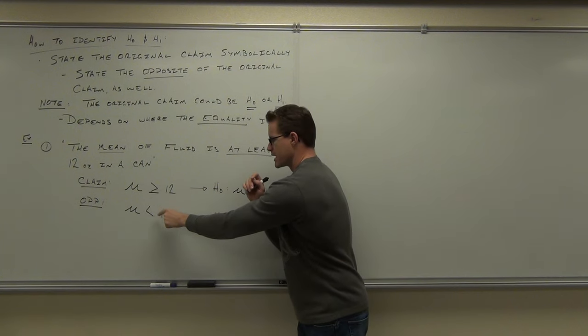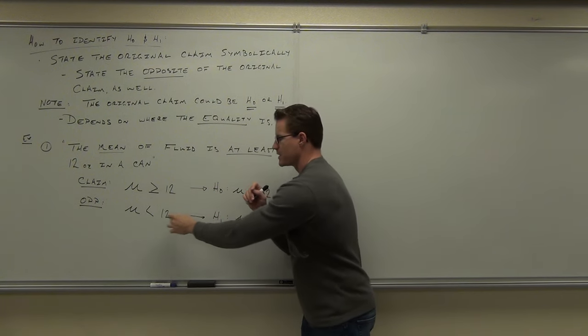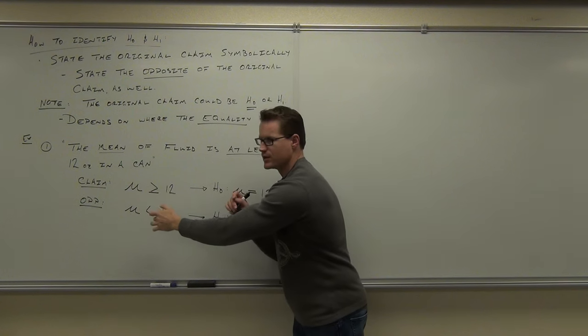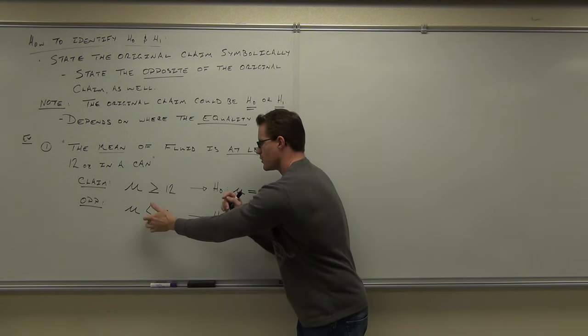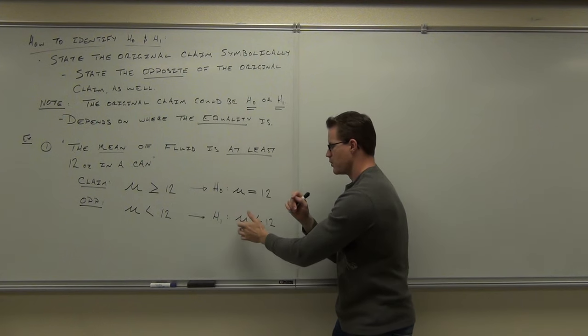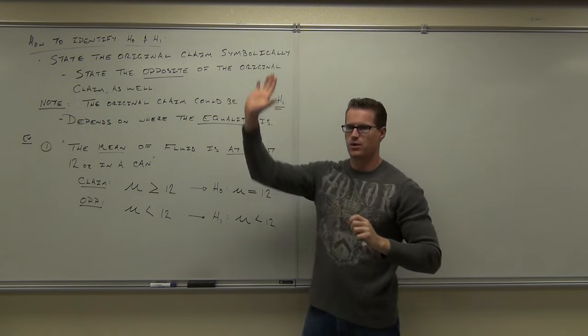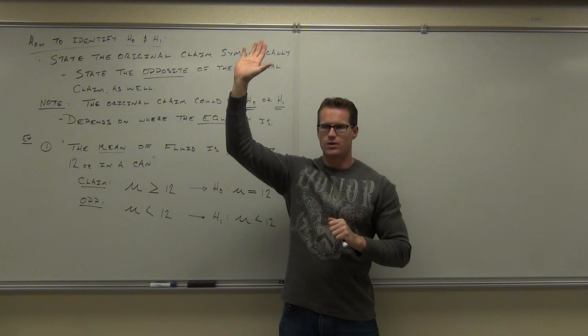The opposite in this case was our H sub 1 because we have no equality statement. There's only been an equality statement on one of these pieces here. So we just simply rewrite it as H sub 1. We have mu is less than 12. Raise your hand if you're okay with this so far. Now, notice something. That's good.